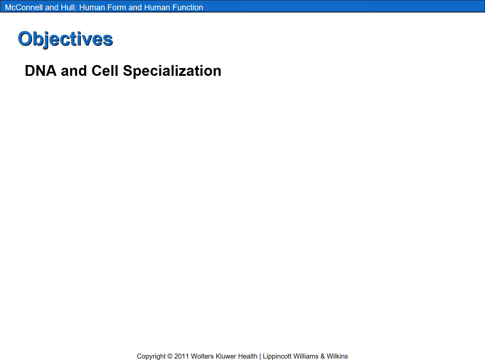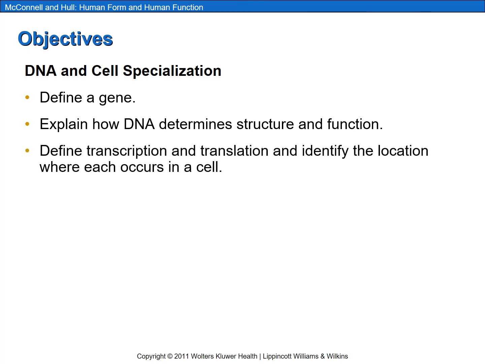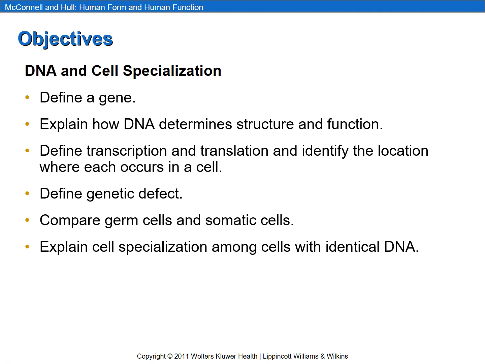Let's review the objectives of the screencast. Define a gene, explain how DNA determines structure and function, define transcription and translation, and identify the location where each occurs within a cell. Define genetic defect, compare germ cells and somatic cells, and explain cell specialization among cells with identical DNA.